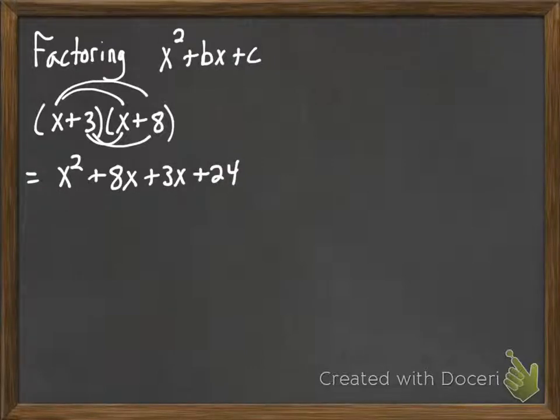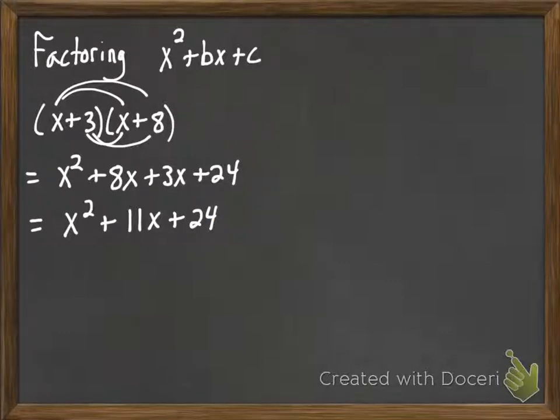And you can see now if we combine our like terms, this will fit that format that I've just described above. 8x and 3x becomes 11x and 24. Now our goal in factoring is asking the question, how can we take this polynomial here, x squared plus 11x plus 24, and go backwards to write it in its factored form?